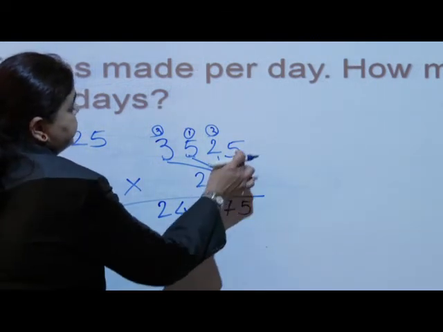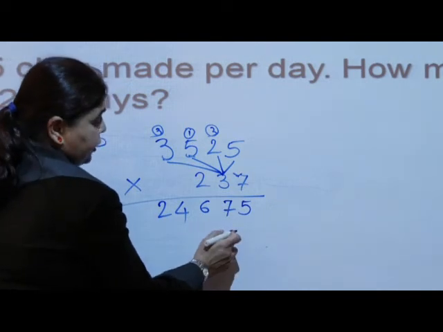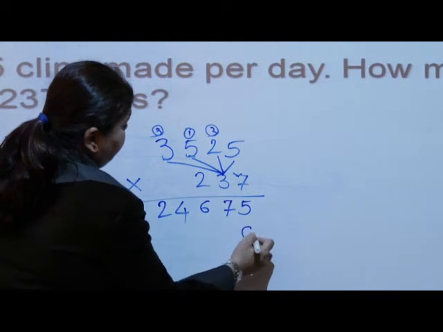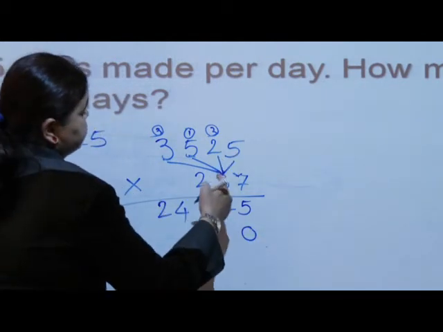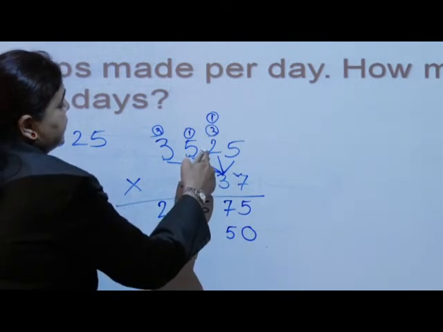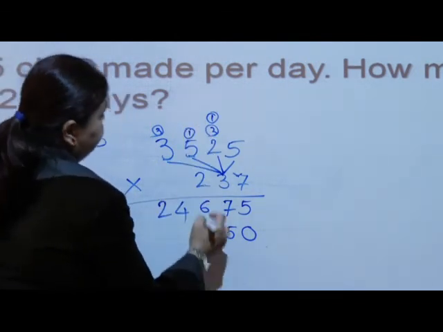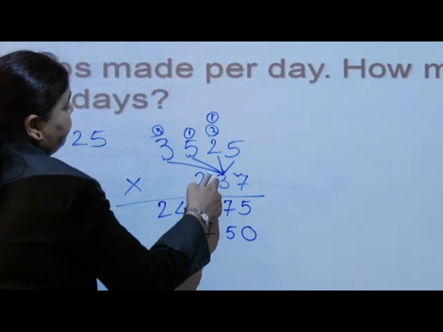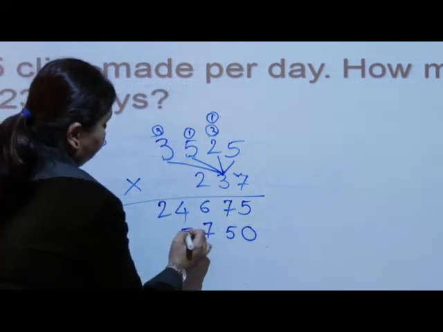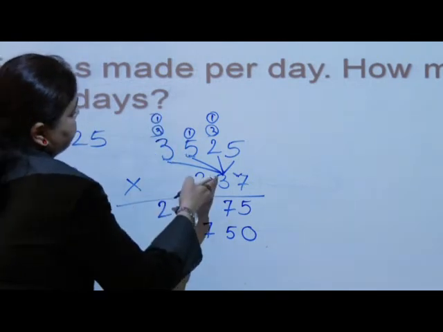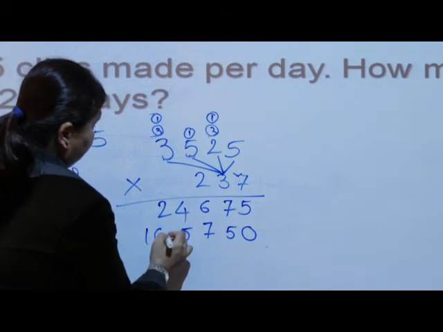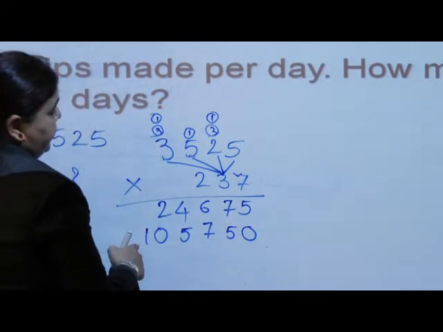So again 5 3s are 15. Should I write here? No, you know very well. Because it is in tens, we have to write 0. So 5 3s are 15, 1 carry, 3 2s are 6, plus 1 is 7, 5 3s are 15. We don't have anything carry, so we write 5 3s are 15, 1 carry. Next 3 3s are 9 plus 1, 10. So I don't have a number, so I will write 10 here directly.